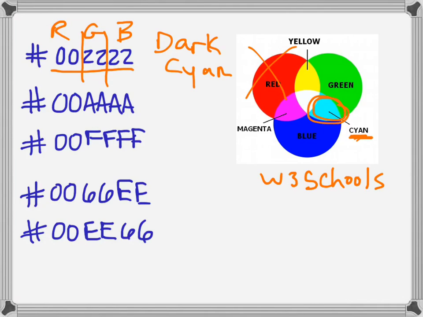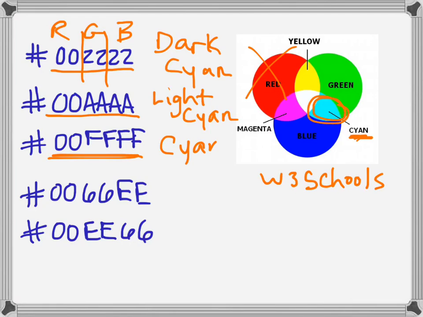Similarly for 00AAAA, I have equal amounts of green and blue, so it's a shade of cyan, and we're almost up to FF. We're not too far away from there, so this is a very light shade of cyan, or you could say a vibrant shade. Now 00FFFF. So try this one. You could use that link to see this one. But this is no red, and then the maximum amounts of green and blue. So this is basically a pure cyan.